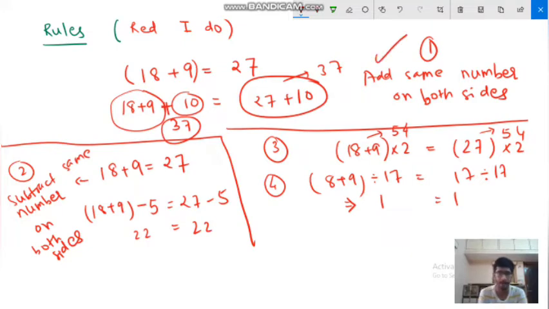So if you add, you subtract, you multiply, you divide, if you do all those operations on both the sides, your equation remains the same. I want you to pause the video for 1 minute and take a note of it, okay? And then we will come back.